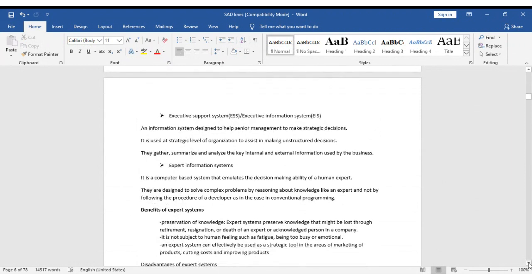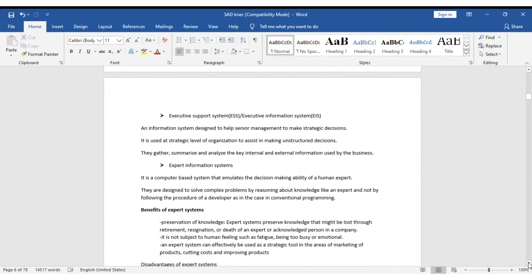Executive support system or executive information system. An information system is designed to help senior management to make strategic decisions. It is used at the strategic level of an organization to assist in making unstructured decisions. They gather, summarize, and analyze the key internal and external information used by the business.